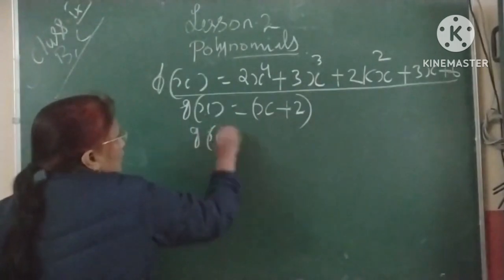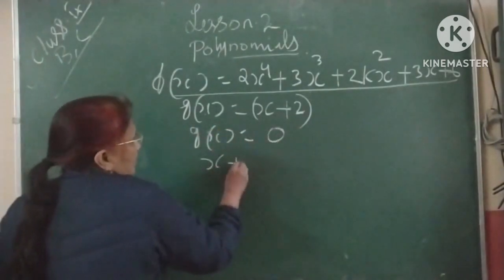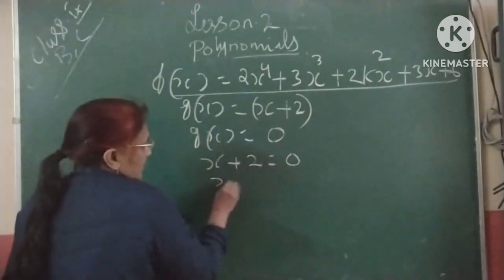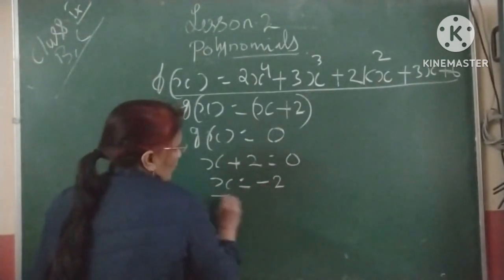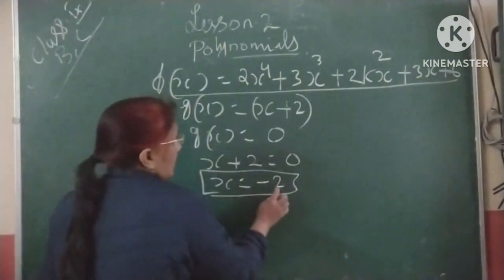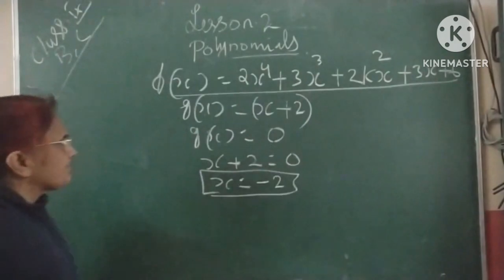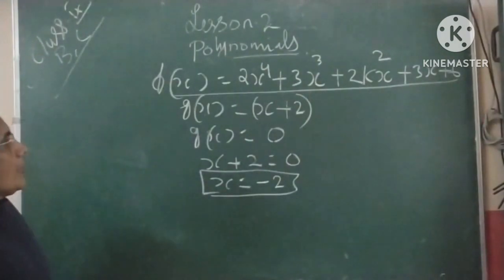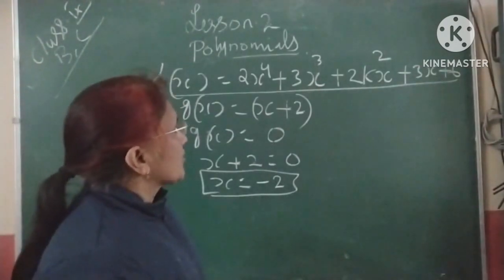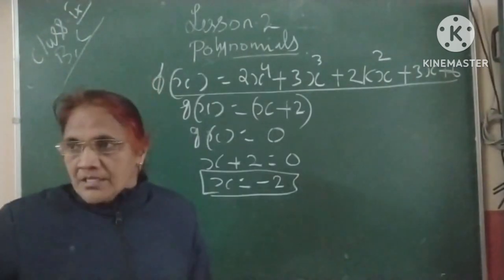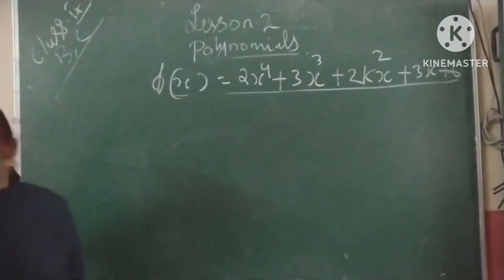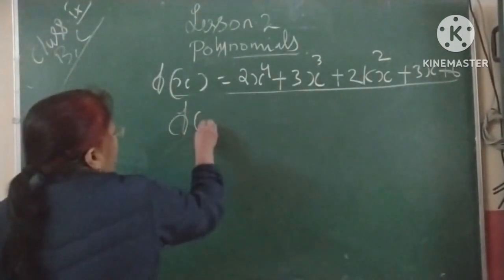Then g of x is 0 means x plus 2 equal to 0, then x equal to minus 2. Now we have to substitute x equal to minus 2 in this given polynomial f of x equal to 2x to the power 4 plus 3x cube plus 2kx square plus 3x plus 6. Therefore, f of minus 2.